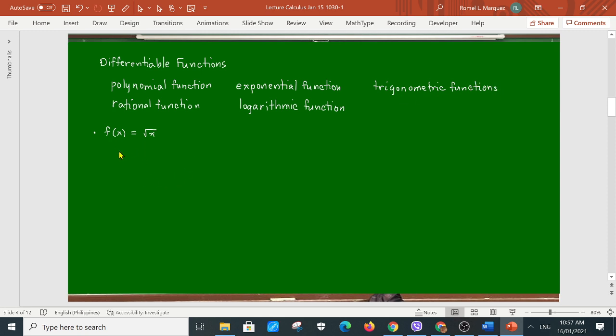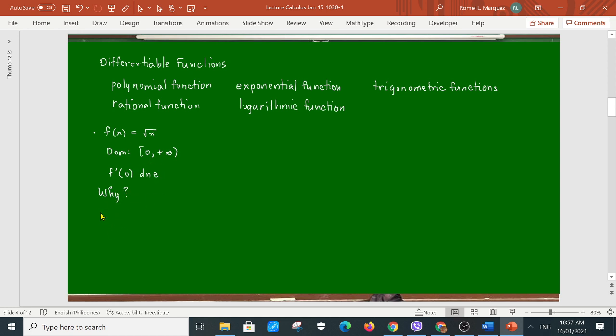Like square root, let's say you have f of x equals square root of x. The domain is 0 to positive infinity. Look at 0. 0 is in the domain, but f prime at 0 does not exist. Why? Let's check.